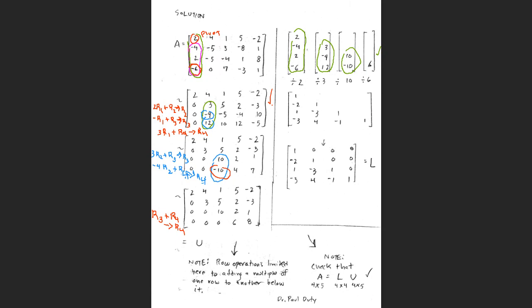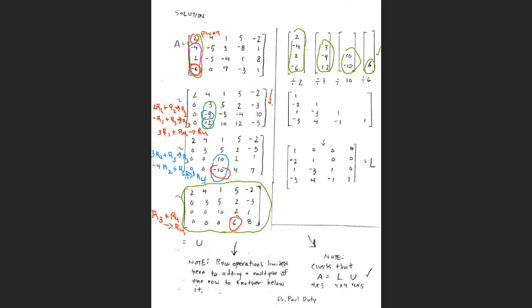And now we get down to here, and I circle the 6, and that's what goes up here. Is this matrix here in echelon form? It is, absolutely. We can't do anything more.